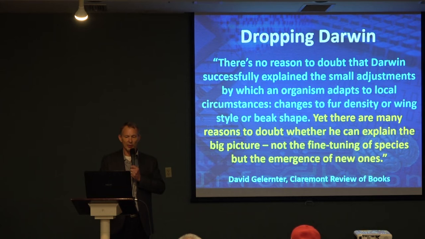Here's another statement from David Gelernter, a prominent writer at Yale University. He's a professor there. In a recent essay, he said, "There's no reason to doubt that Darwin successfully explained the small adjustments by which an organism adapts to local circumstances." What's that? Natural selection, right? We can explain that. Changes to fur density or wing style or beak shape. Yet there are many reasons to doubt whether he can explain the big picture. Not the fine-tuning of species, but the emergence of new ones.